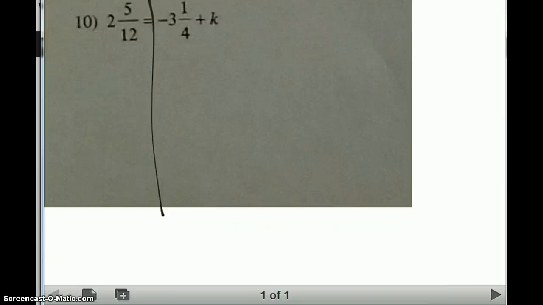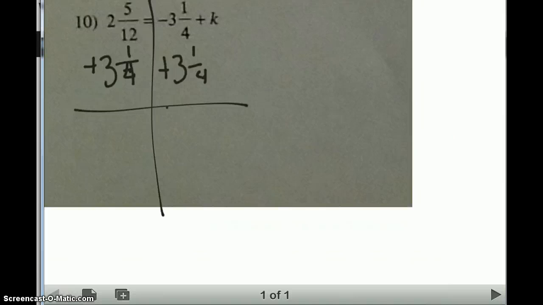Well, how do I undo this? Do you see how there's a minus sign in front of the 3 and 1/4? And you might say, that's a negative, right? Well, what undoes a negative? Positive. So I'm going to add 3 and 1/4 to both sides. The beauty of adding 3 and 1/4 is this. This crosses out to give me 0, so I can drop down my k.